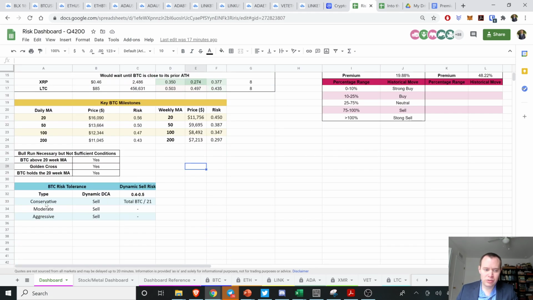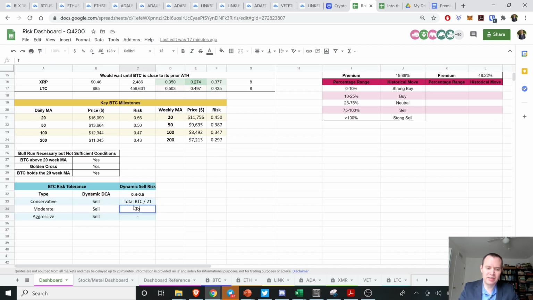So this just shows the dynamic selling risk. If you were conservative and selling between 0.4 and 0.5, it would be the total Bitcoin divided by 21. You can see they all say sell now. Again, this is just based on a linear selling approach.